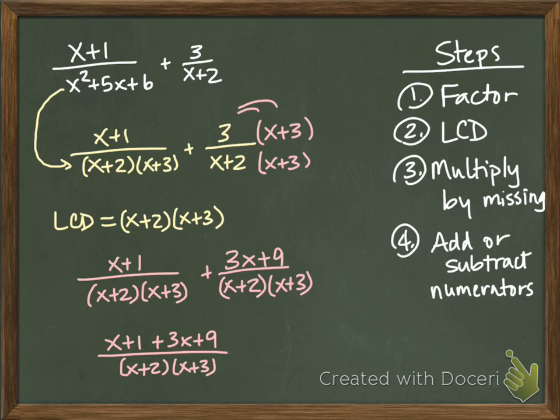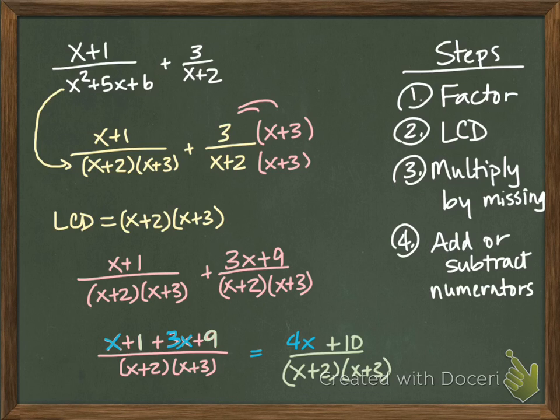Then we have some common terms. So we have an x here and we have a 3x here. So x plus 3x gives us 4x. We have 1 on the left and we have a 9. Those add together, so 1 plus 9 gives us 10. So we have a 10 here. And this is over x plus 2, x plus 3.